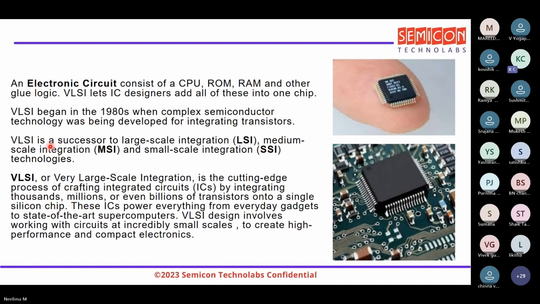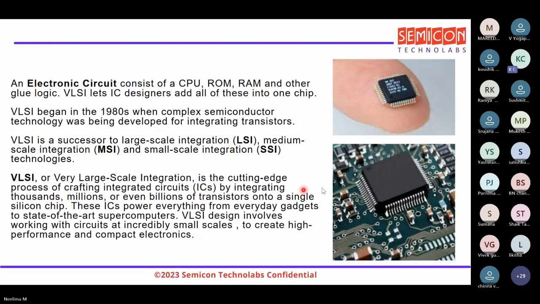Now, the VLSI we are seeing today did not come all of a sudden. It went through several generations. The first generation was SSI, small scale integration, followed by medium scale integration and large scale integration. These were different generations after which we have VLSI, that is very large scale integration. We have crossed these three different stages: SSI, MSI, and LSI.